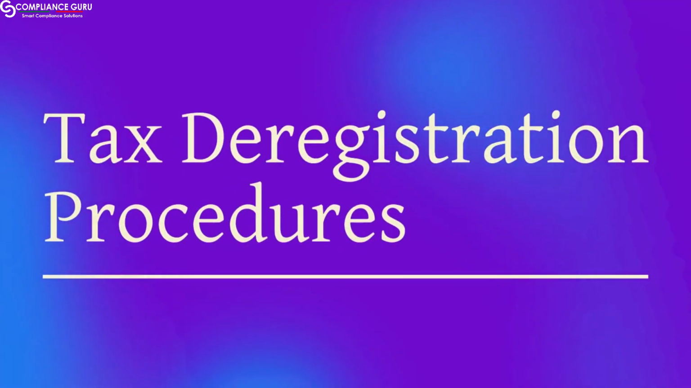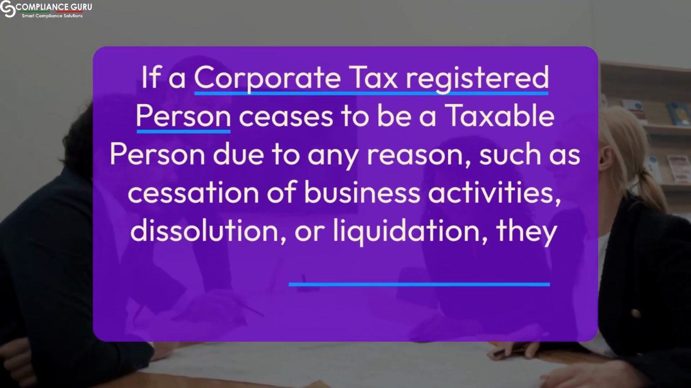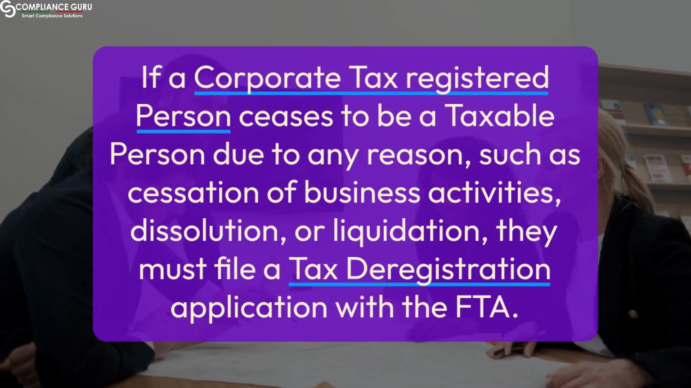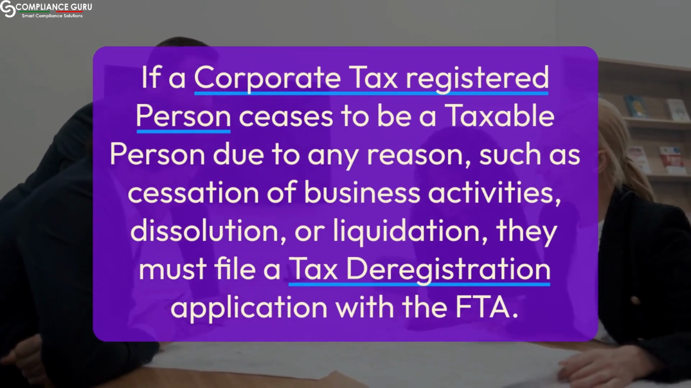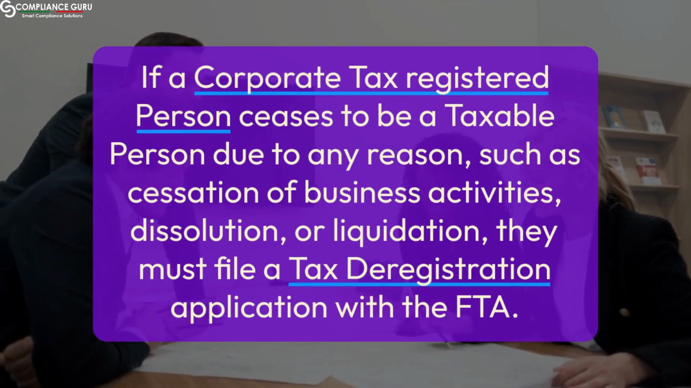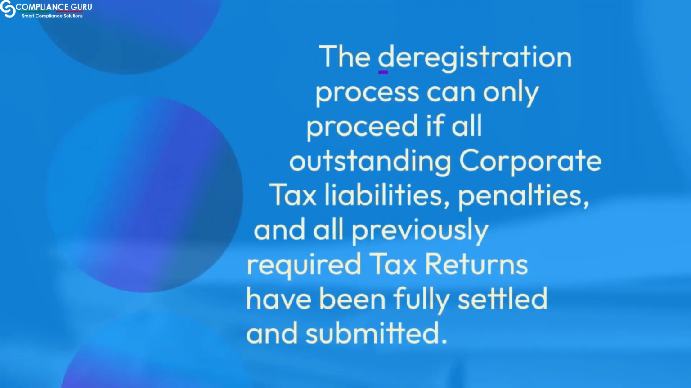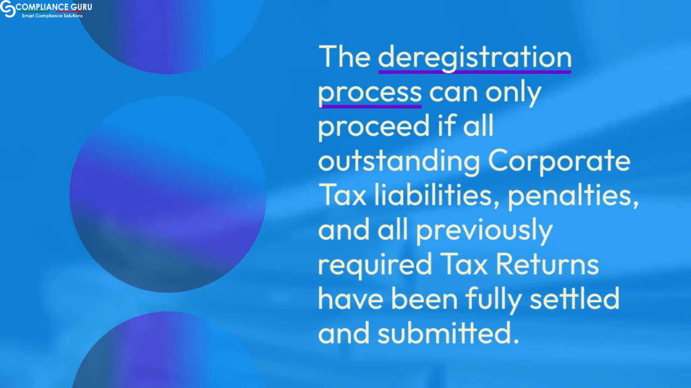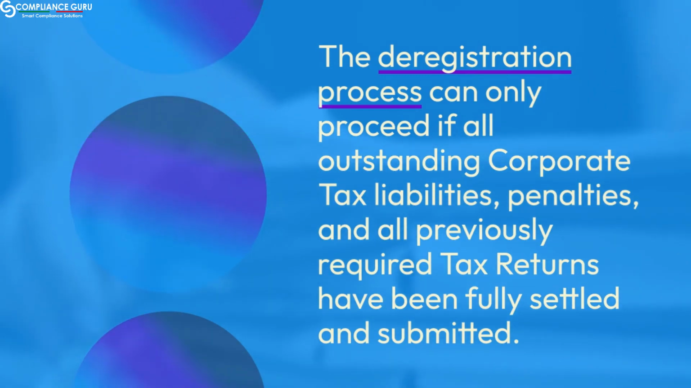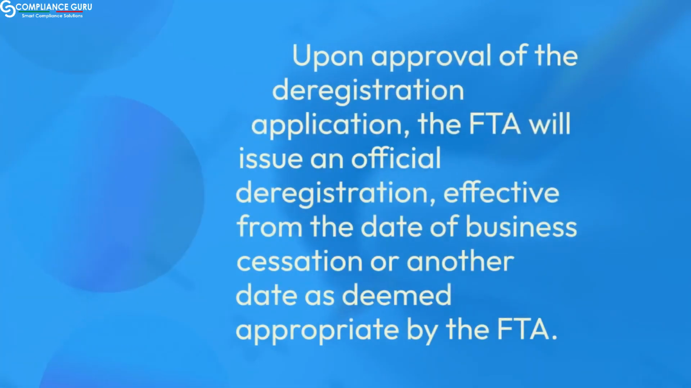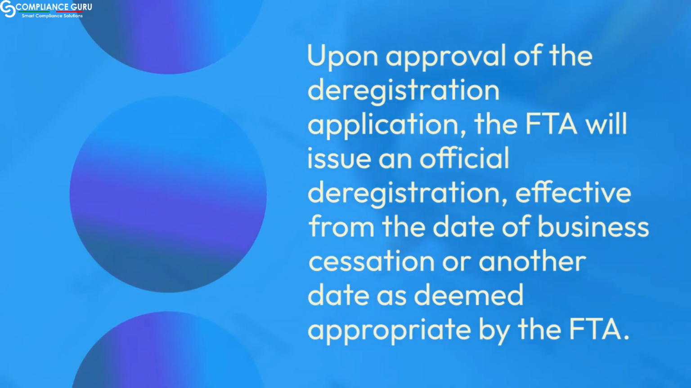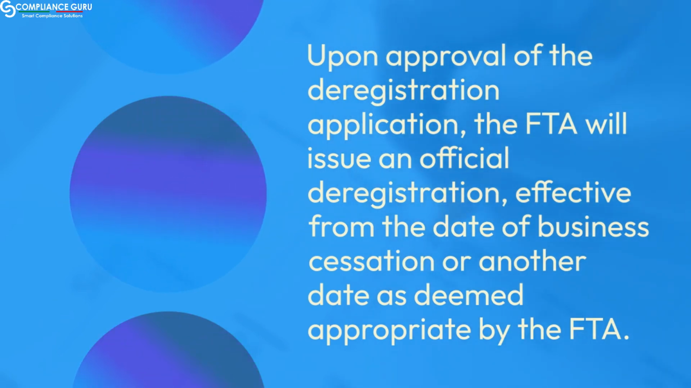Tax deregistration procedures. If a corporate tax registered person ceases to be a taxable person due to any reason, such as cessation of business activities, dissolution, or liquidation, they must file a tax deregistration application with the FTA. The deregistration process can only proceed if all outstanding corporate tax liabilities, penalties, and all previously required tax returns have been fully settled and submitted. Upon approval of the deregistration application, the FTA will issue an official deregistration, effective from the date of business cessation or another date as deemed appropriate by the FTA.